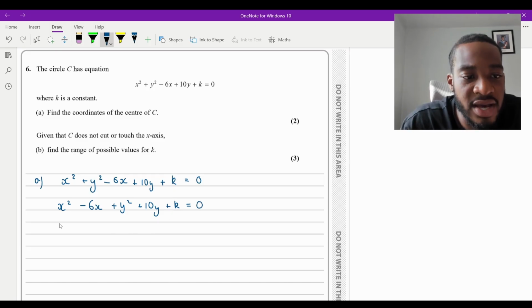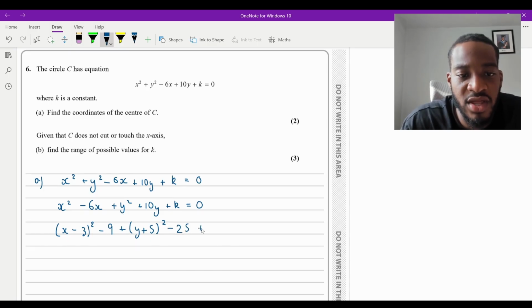Now, I'm going to complete the square. So this will give me x minus 3. Remember, we divide the minus 6 by 2, and then we take away the square of this number, which is taking away 9. And then plus, again, we half the 10, so it becomes y plus 5, all squared. And then we take away the square of that 5, which is 25. And we've still got that plus k is equal to 0.